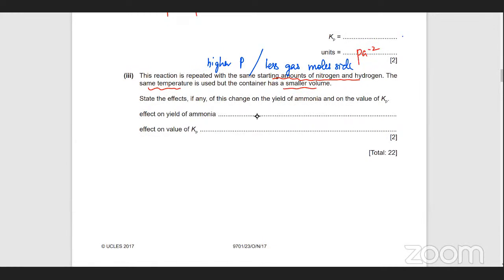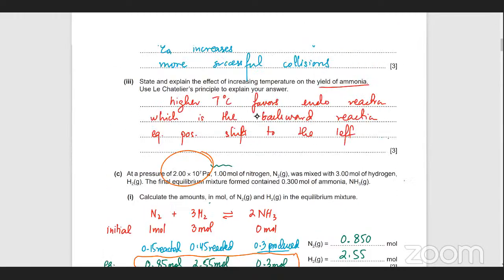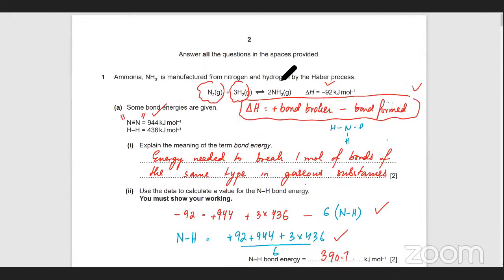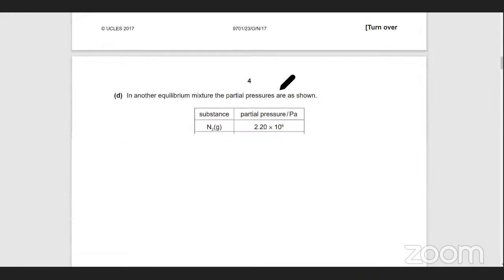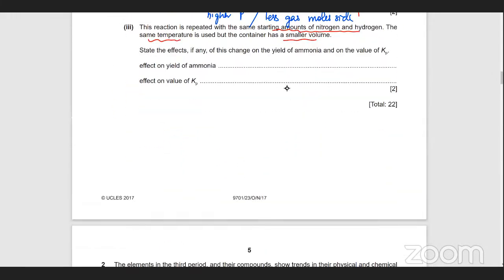If you look at the equation, where's the equation? Okay, it's over here. The side with fewer gas moles is the forward side, because on the backward side there are 4 moles and on the forward side there are 2 moles. So it's going to go in the forward direction. The effect on the yield of ammonia is a higher yield, more ammonia.